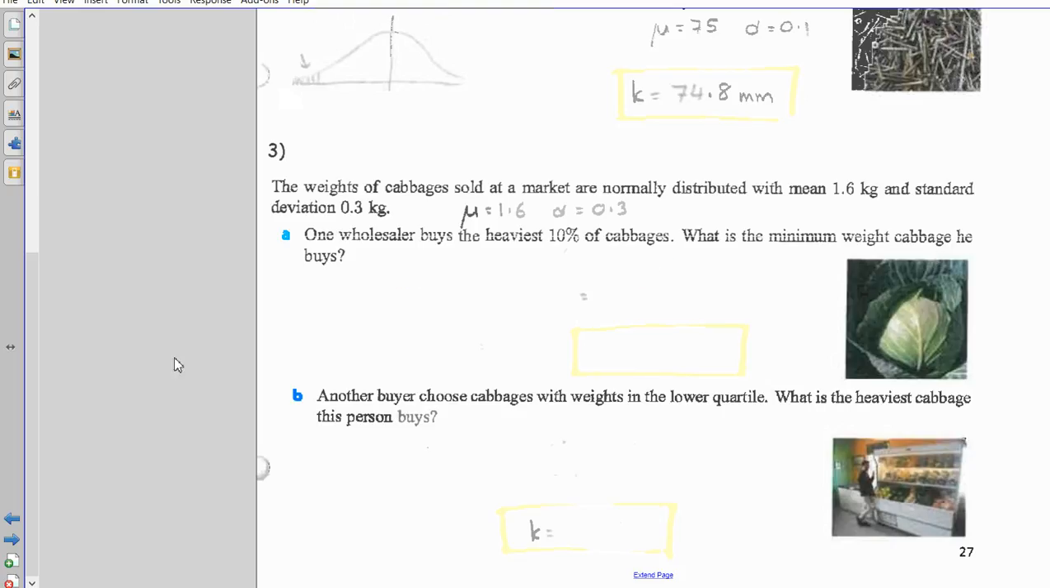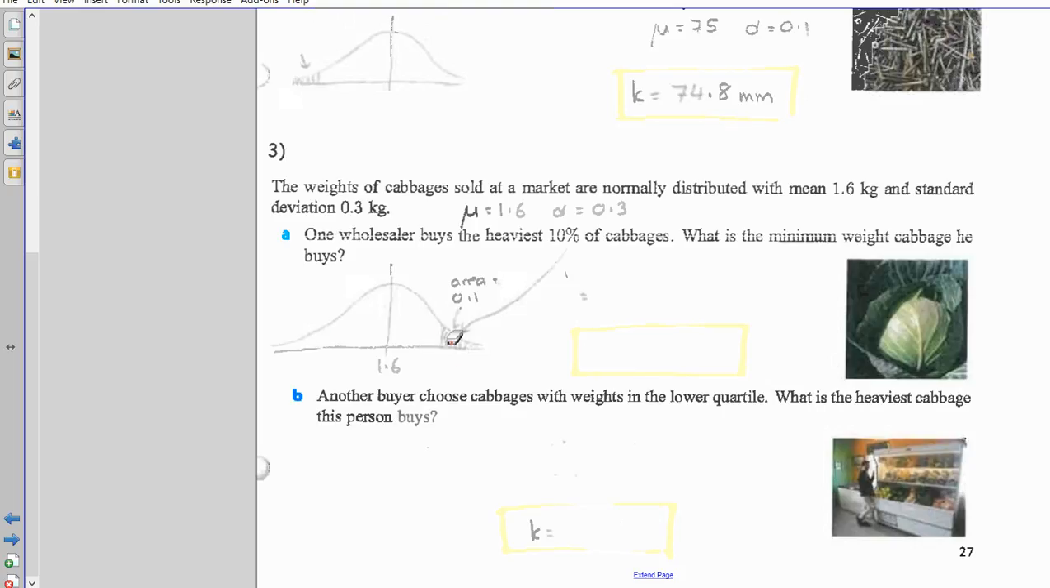To do a sketch, it's always good to do a sketch because sometimes that counts as a method mark. So really make yourself, in the tests and the topic assignment and the exams, make yourself do a little sketch. There you go. So what it's saying, the heaviest 10% of cabbages is here. So the lightest 90% is here. The heaviest 10% would be here.